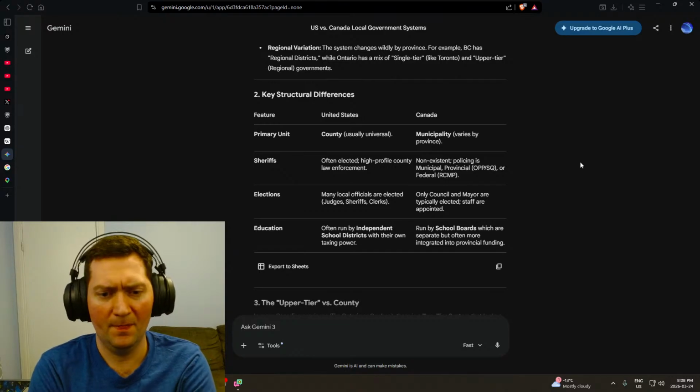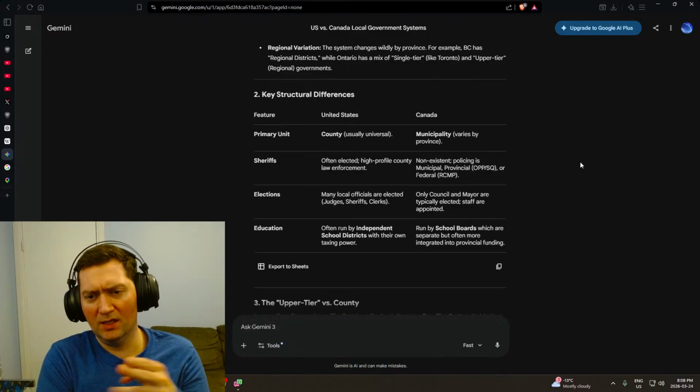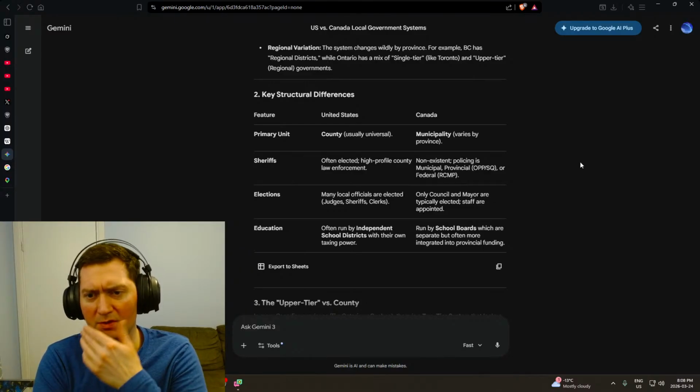Sheriff. So the US has a county and then municipality system, and Canada just pushes it all into the municipality.